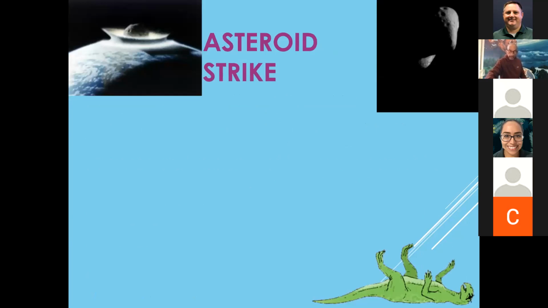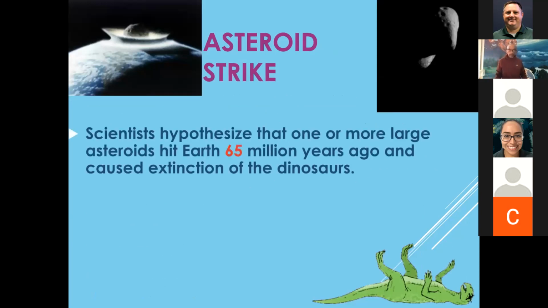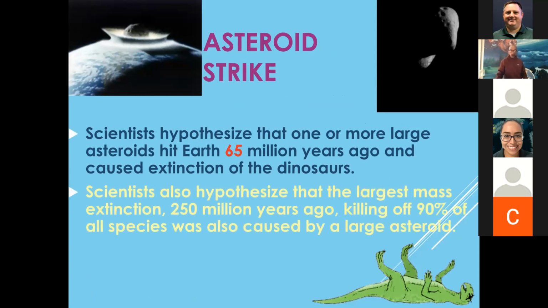Asteroid strikes. Scientists hypothesized that one or more large asteroids hit Earth 65 million years ago and caused the extinction of the dinosaurs. Scientists also hypothesized that the largest mass extinction, 250 million years ago, killing off 90% of all species, was caused by a large asteroid.